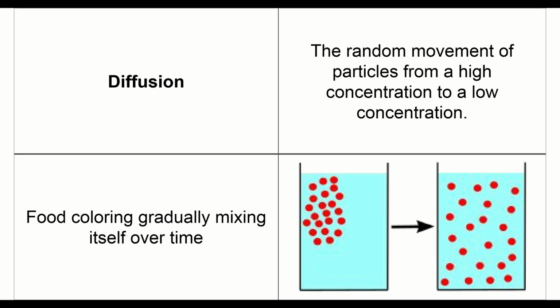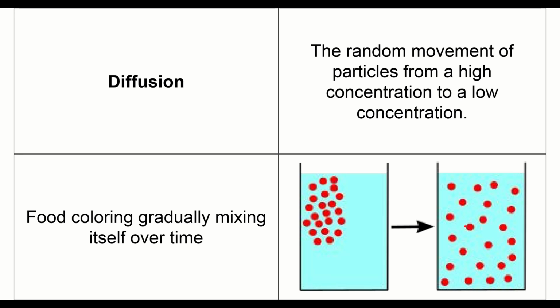The last word we need to talk about is diffusion. Diffusion is the random movement of particles from a high concentration to a low concentration. So food coloring gradually mixing itself over time. If we pretend that we have this glass of water and we add a drop or so of food coloring, let's say it's red food coloring, these are all the particles that make it up. If we let it sit, it will eventually mix the whole way through.